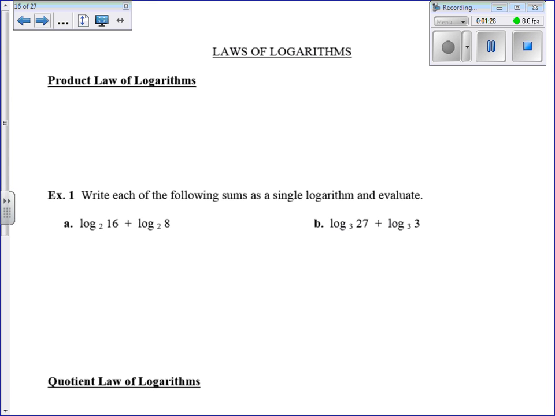So the product law, although it's on your formula sheet this way, says log base b, so that means any base, of m times n. So if your argument is a number times a number, then that is equivalent to log base b of m plus log base b of n. And so if you've got m times n, you can split it up and write it as 2 separate logs that you're adding.